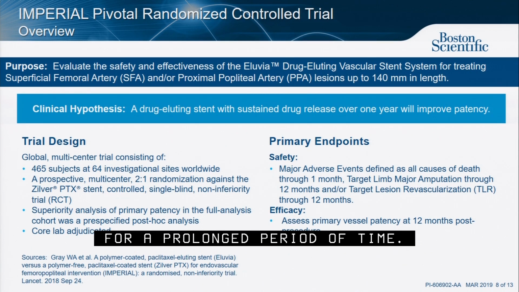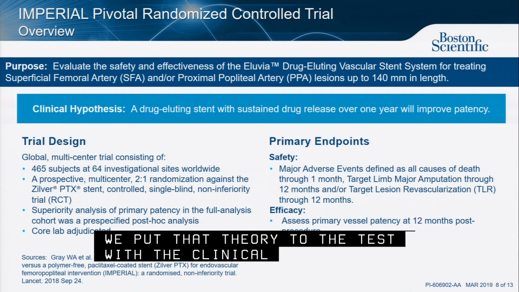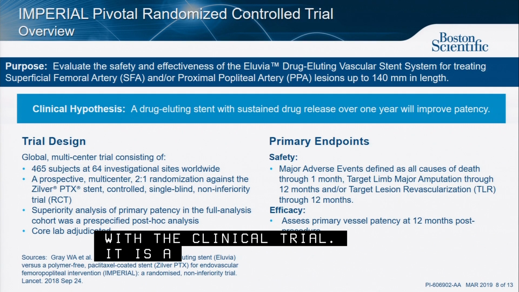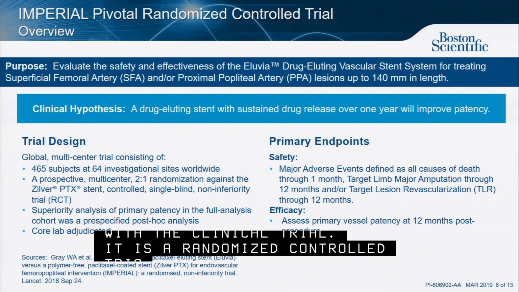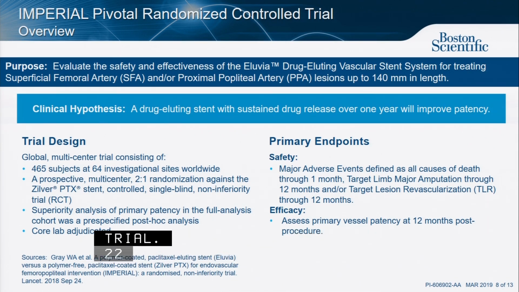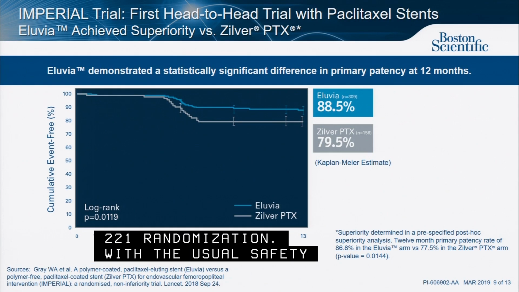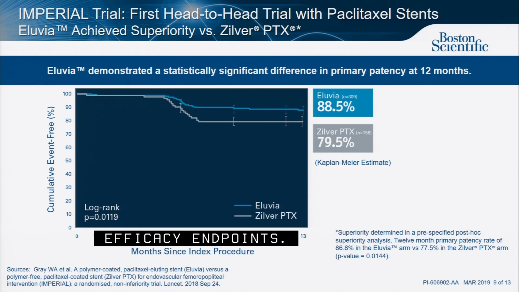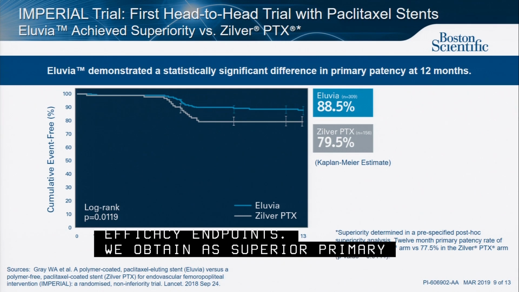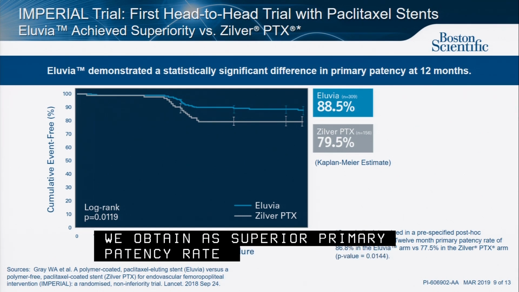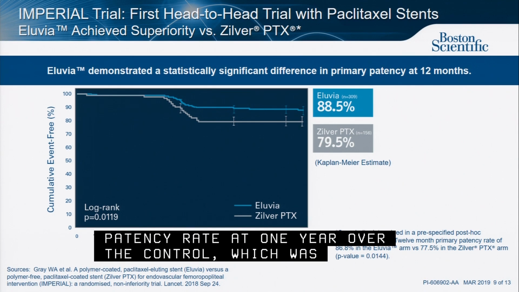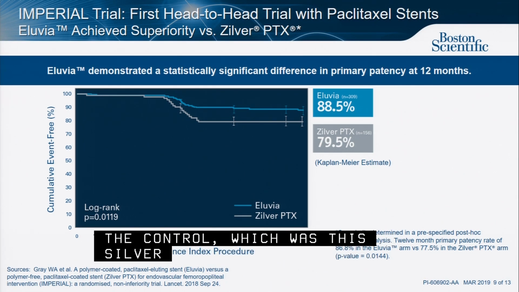That was in theory. We put that theory to the test with a clinical trial. It's a randomized controlled trial called Imperial, 465 subjects, 2-to-1 randomization, and with the usual safety and efficacy endpoints. We obtained a superior primary patency rate at 1 year over the control, which was this Silver drug-coated stent, which doesn't have a polymer and doesn't have a sustained release process for liberating the drug.